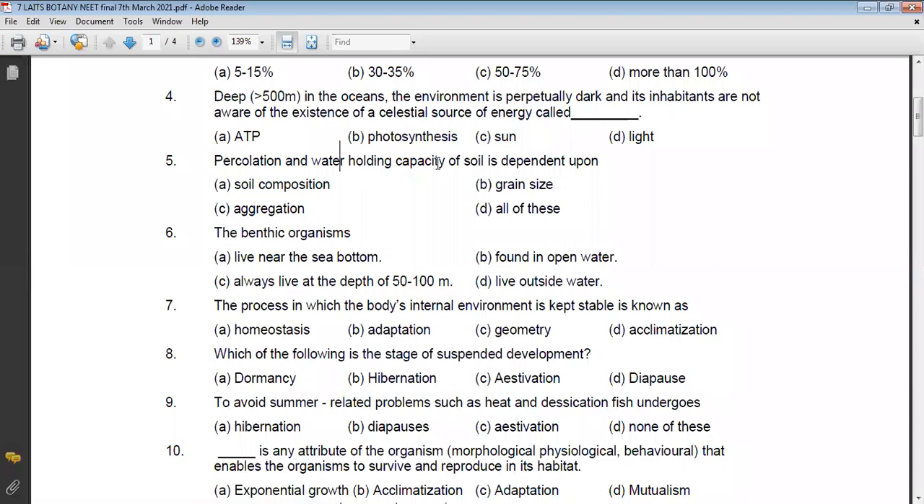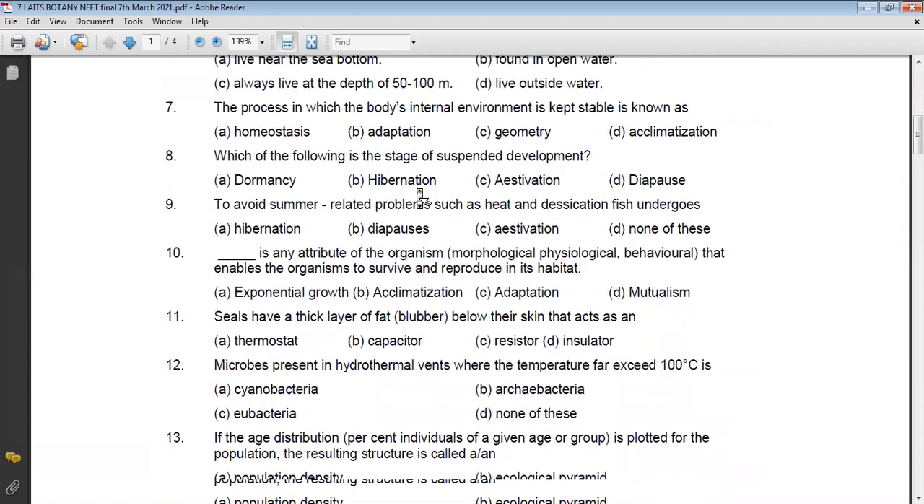Percolation and water holding capacity of soil is dependent upon soil composition, grain size, aggregation. See, percolation and water holding capacity are dependent upon all these factors: soil composition, grain size, aggregation.